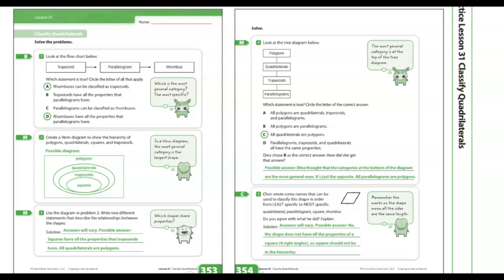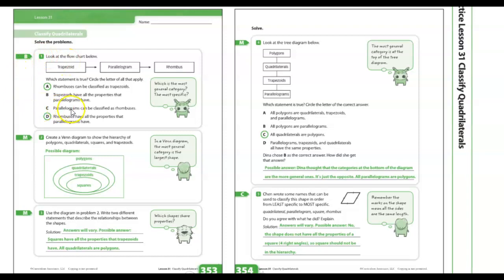Trapezoids have all the properties that parallelograms have. So please remember, as we are moving to the right, we are getting more specific. Trapezoids will not have all the properties that parallelograms have. They'll have some of the properties, but parallelograms will have more properties than the trapezoids.